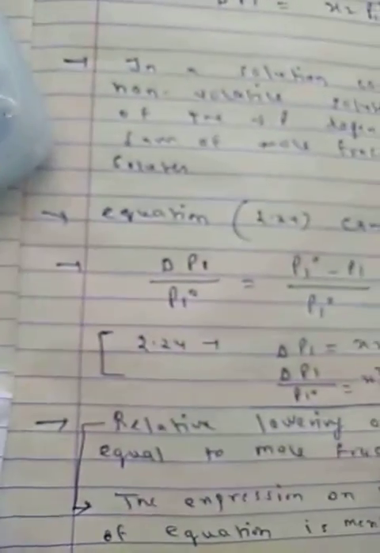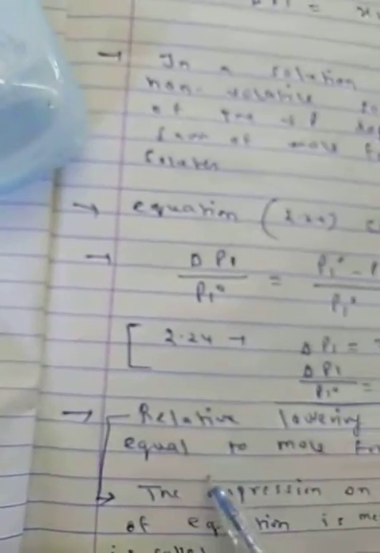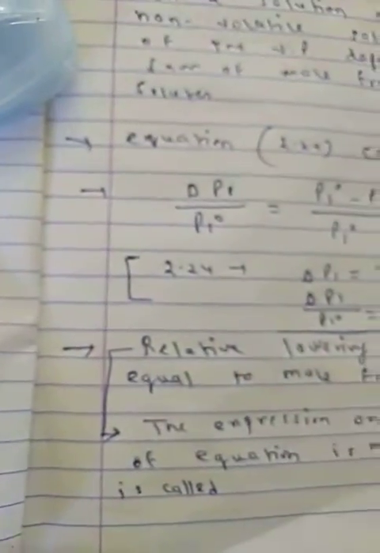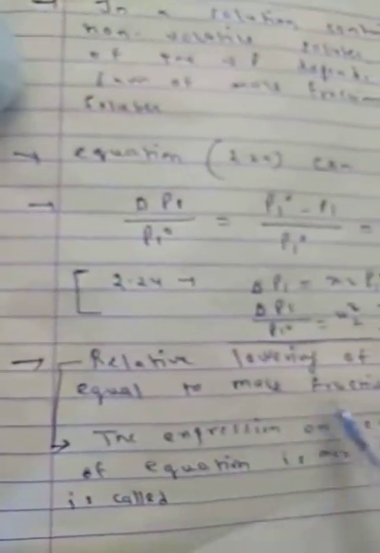So this equation is 2.25. Relative lowering of vapor pressure is equal to the mole fraction of solute. Now we are going to convert into mole fraction. The expression on the left-hand side of the equation, as mentioned earlier, is the relative lowering of vapor pressure, and it is equal to the mole fraction of solute.